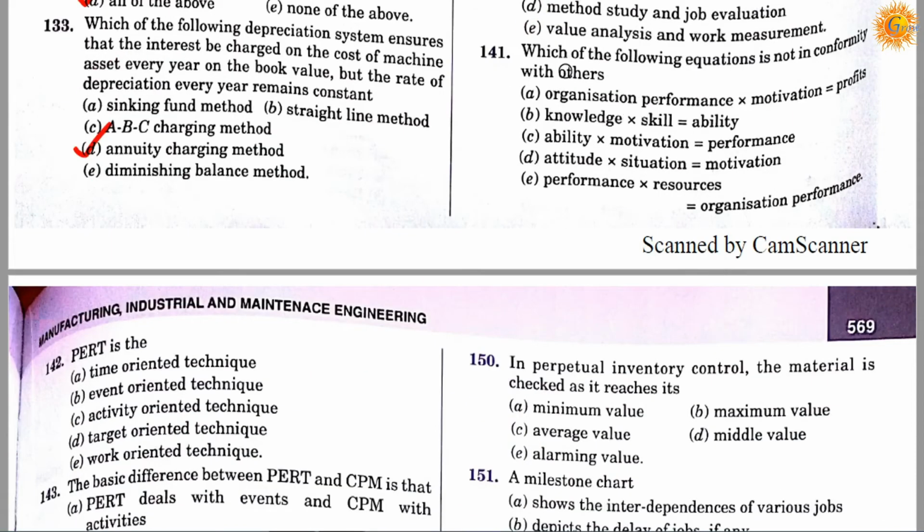Question number 141. Which of the following equations is not in conformity with the others? Option A, organization performance multiplied by motivation is equal to profit. Option B, knowledge into skill is equal to ability. Option C, ability into motivation is equal to performance. Option D, attitude multiplied by situation is equal to motivation. And option E, performance into resources is equal to organization performance. So the correct answer is A. It means organization performance multiplied by motivation is equal to profits. This one equation is not in conformity with the others.